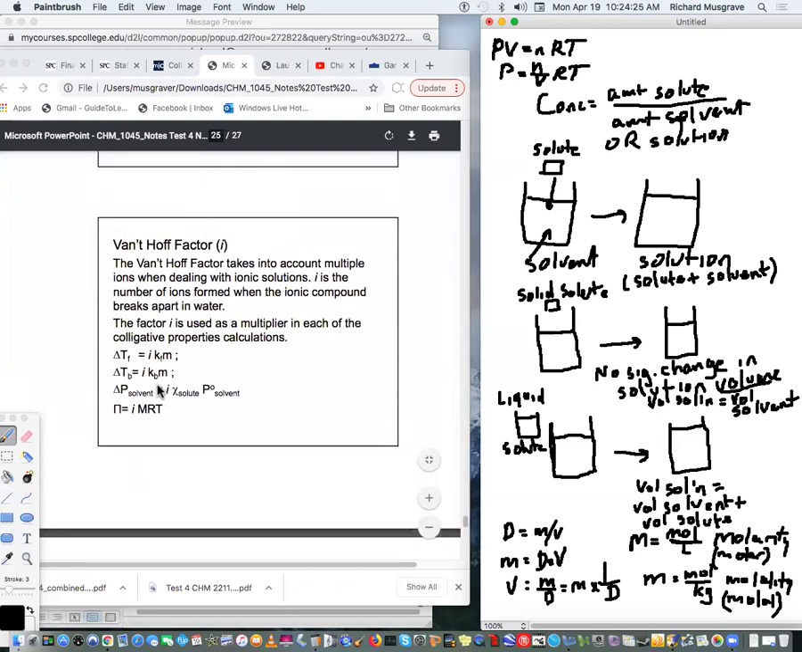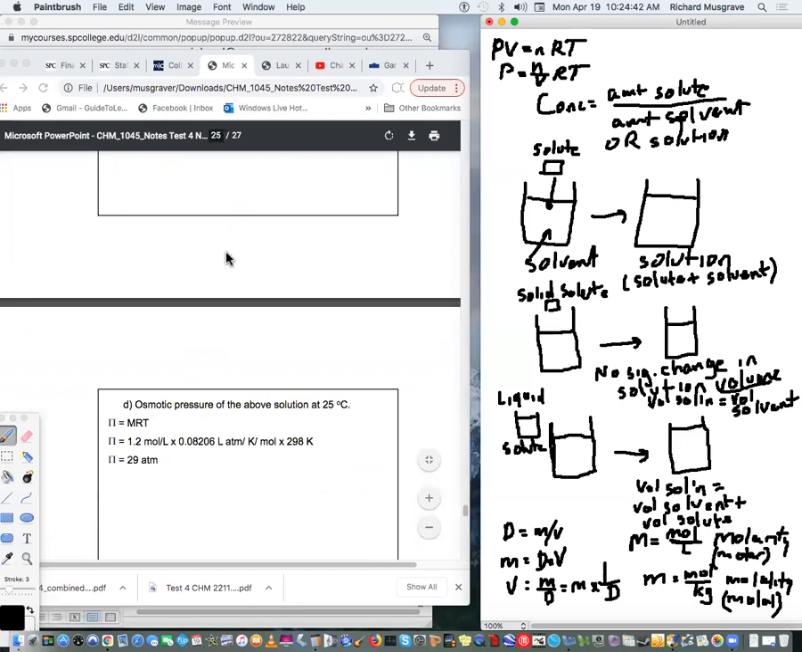What I can tell you is the Van't Hoff factor is not something that I actually put in the actual test, but it is something that is part of the fun quizzes. So that's why I include it here as well.